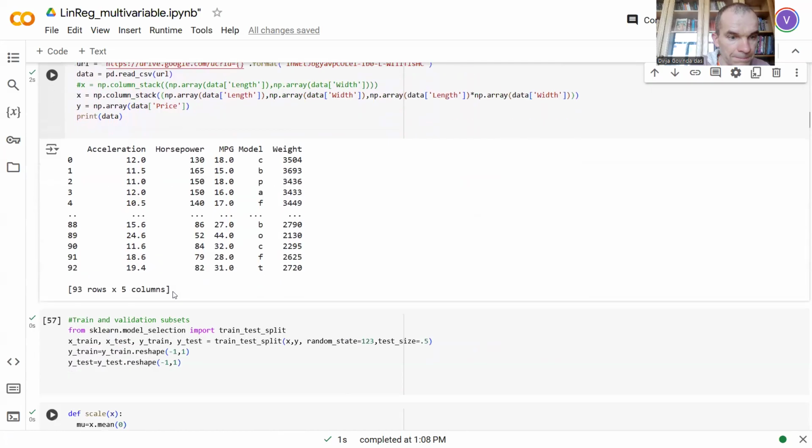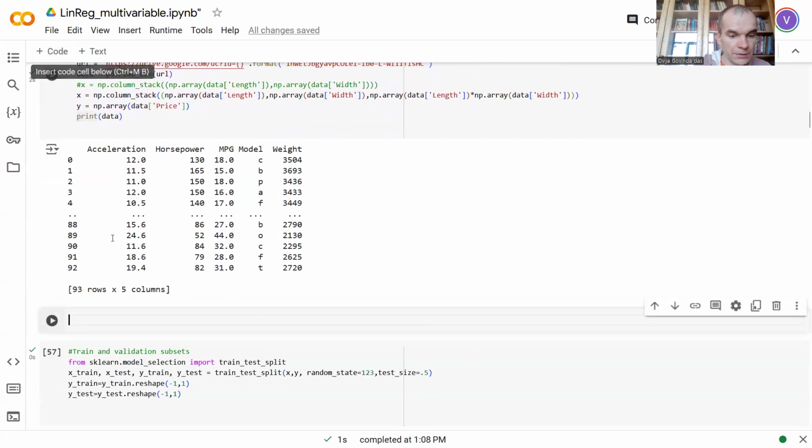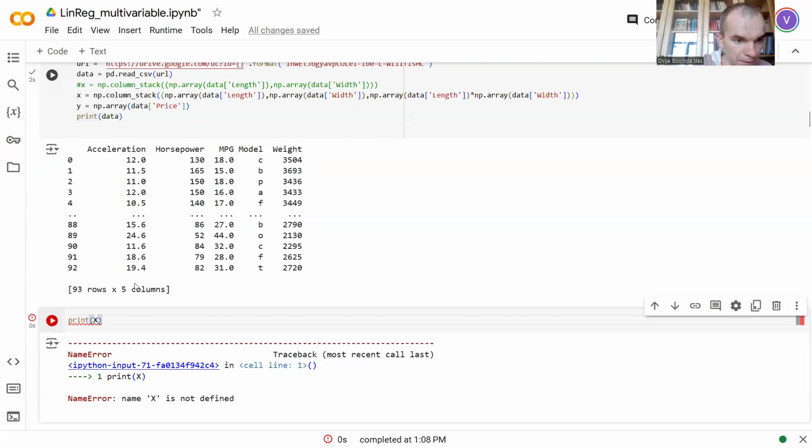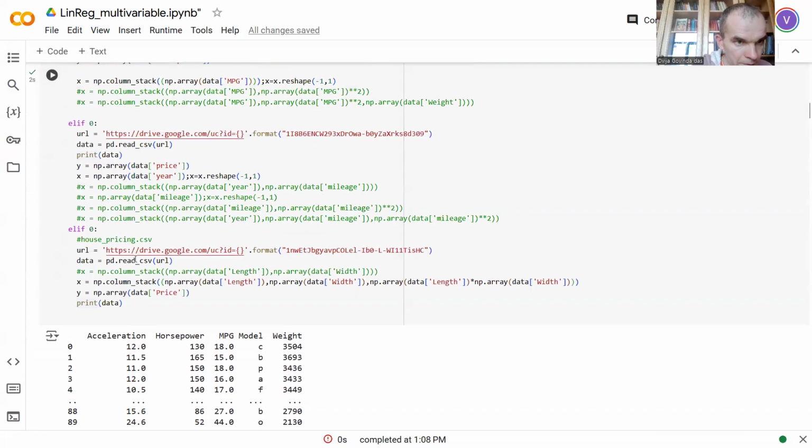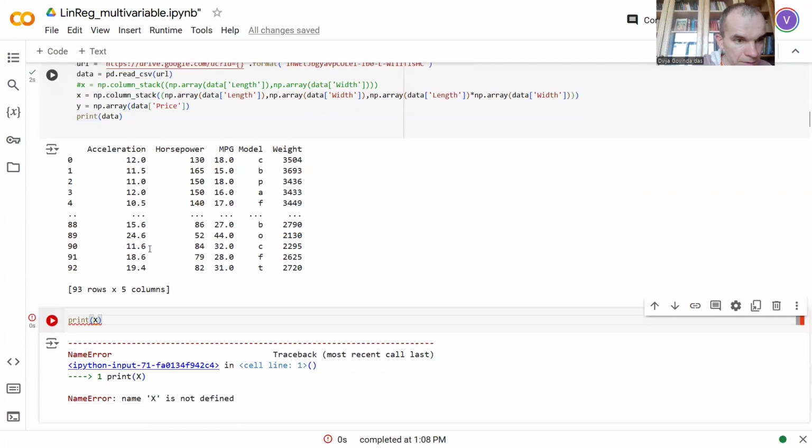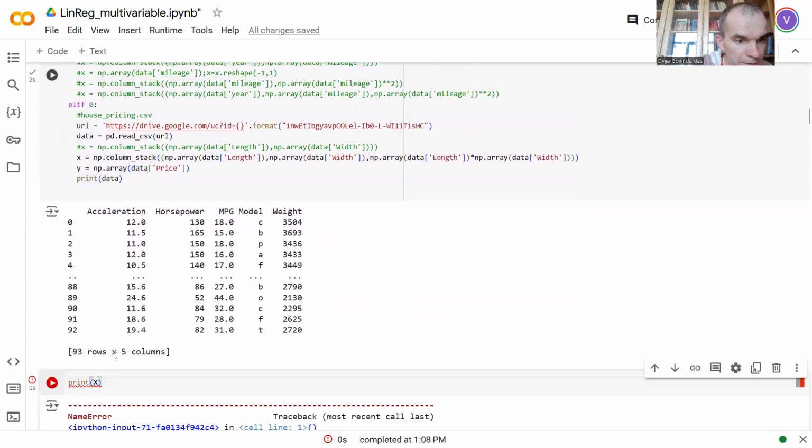Let me just print x, so I will show it. It's really so. X is characterized by two coordinates. X is not defined. Why? Oh, because it's lowercase. Yes, it's lowercase.